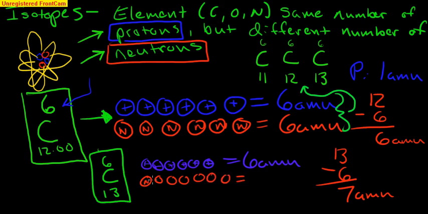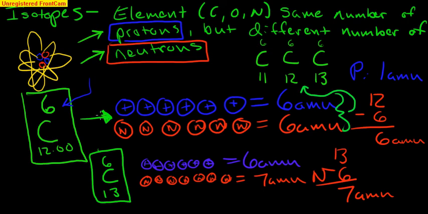Of course, neutral, neutral, neutral, neutral, neutral, neutral, neutral. So 7 atomic mass units, or neutrons. All right. So isotopes, once again, it's the same element. It's just a different version of the element. So it's kind of like saying Windows 1.0, Windows 2.0, Windows 3.0.